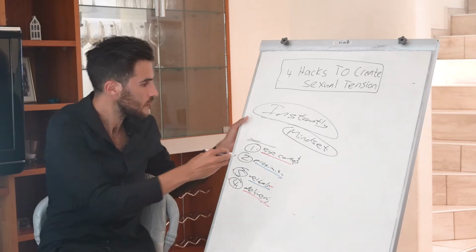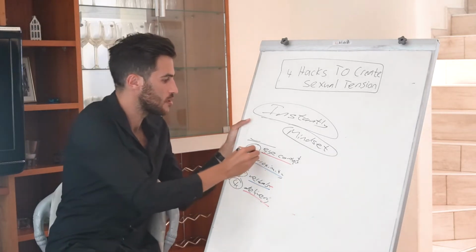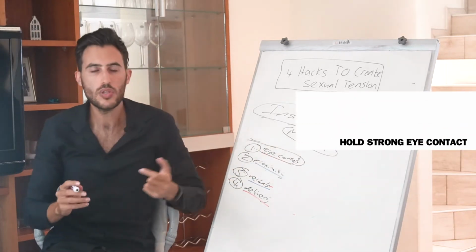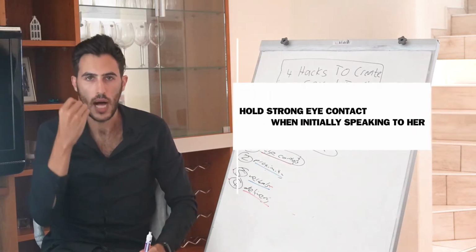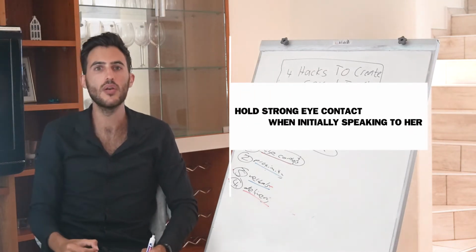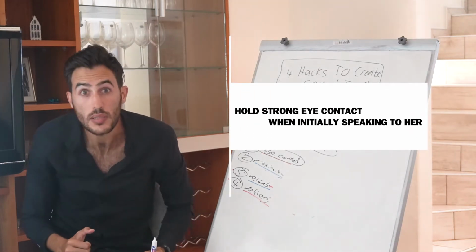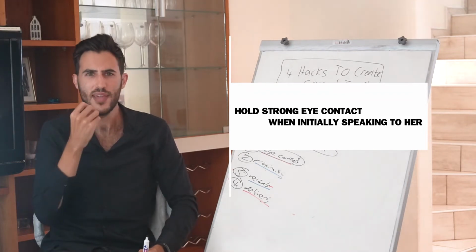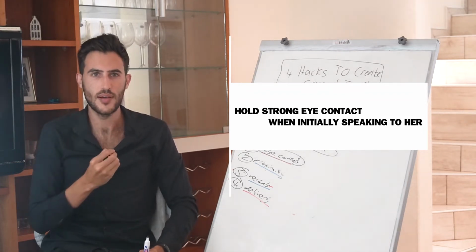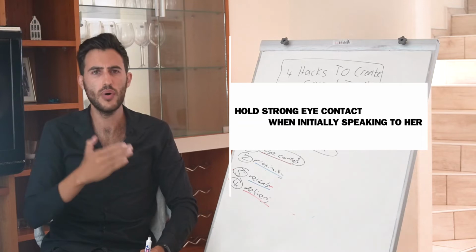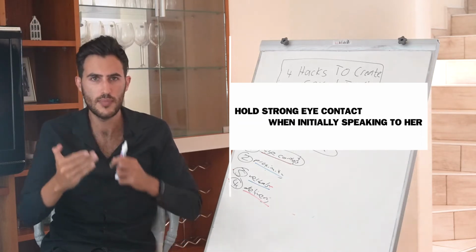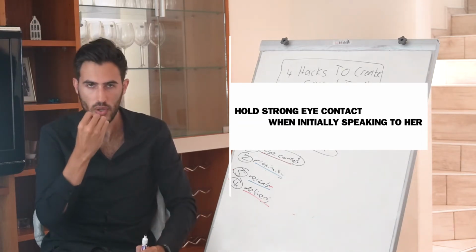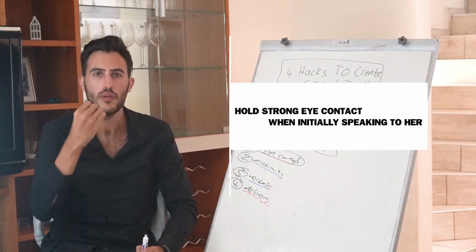Okay? Number 1, eye contact. When you're initially speaking to her, hold that strong eye contact. Now, I'm not saying look at her like a creep, but just have that gaze, look into her eyes. Okay, practice it in front of the mirror. Okay, watch some movies about this. Look at some sexual type scenes where they're holding that strong eye contact. Do it for a few seconds.